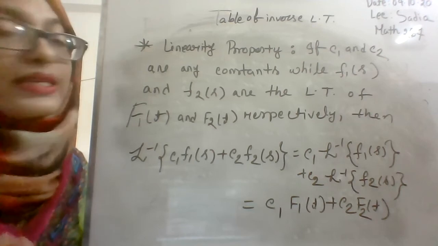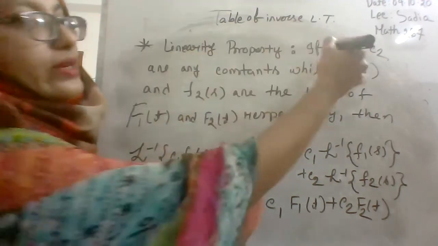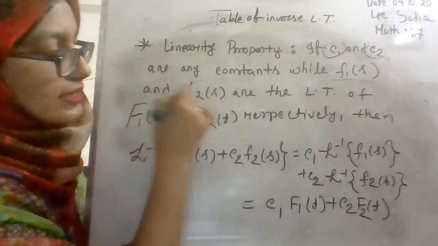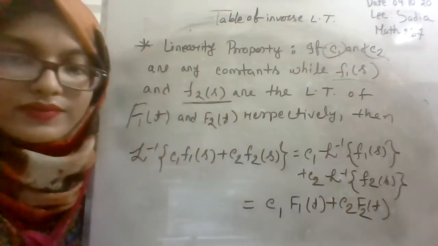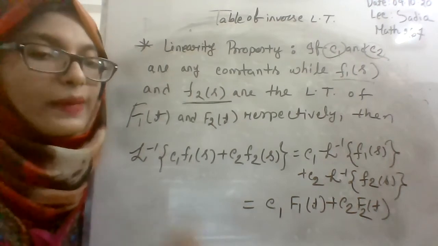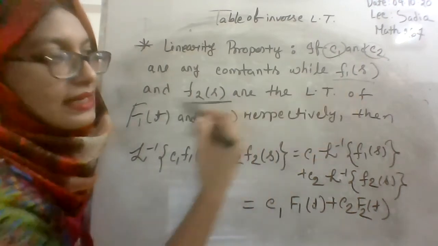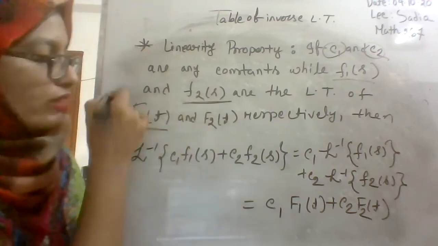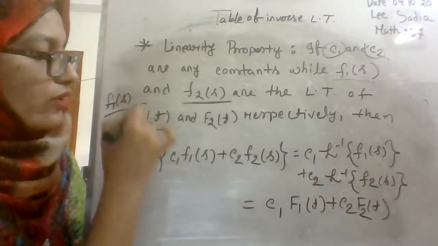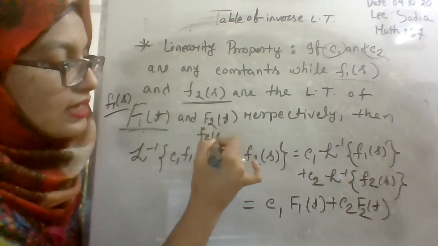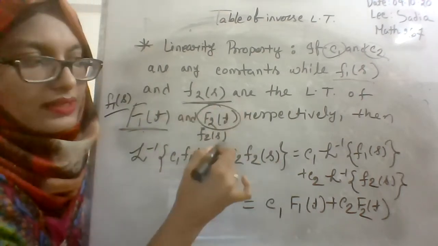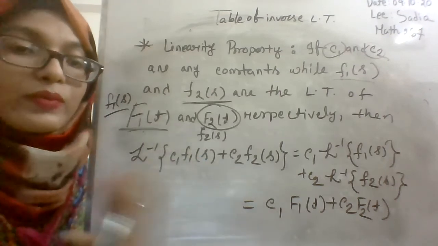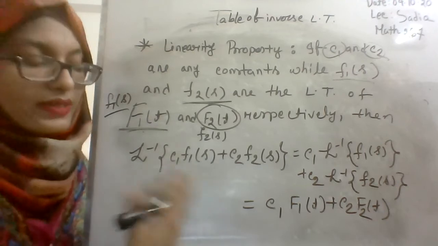If C1 and C2 are arbitrary constants, and small f1 and small f2 are the Laplace transformations of two functions, capital F1 of t and capital F2 of t, that means small f1 of s is the Laplace transformation of the first and small f2 of s is the Laplace transformation of the second function respectively. So what will be the property for inverse Laplace transformation?